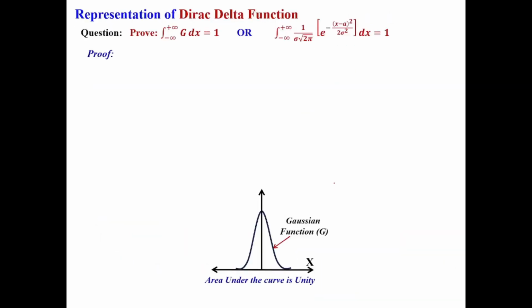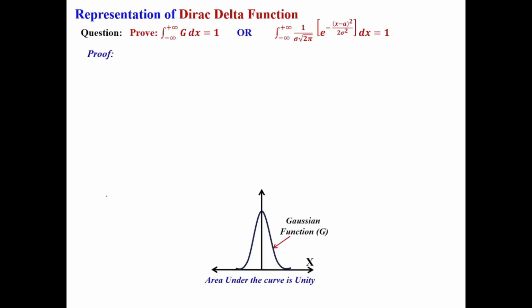That means the Gaussian function has to follow this equation: the integral from minus infinity to plus infinity of 1 by sigma root over 2 pi, e to the power minus (x minus a) square by 2 sigma square, dx, equal to 1. Here sigma is a constant, right? First we have to prove that the Dirac delta function can be represented by a Gaussian function. Then we will go to some other functions which can represent the Dirac delta function. First we have to prove this one.